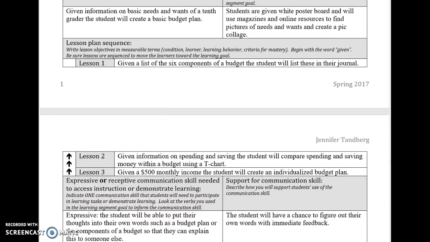So lesson 1 is going to be, given a list of the 6 components of a budget, the student will list these in their journal. Lesson 2, given information on spending and saving, the student will compare spending and saving money within a budget using a T-chart. And lesson 3 is, given a $500 monthly income, the student will create an individualized budget plan.